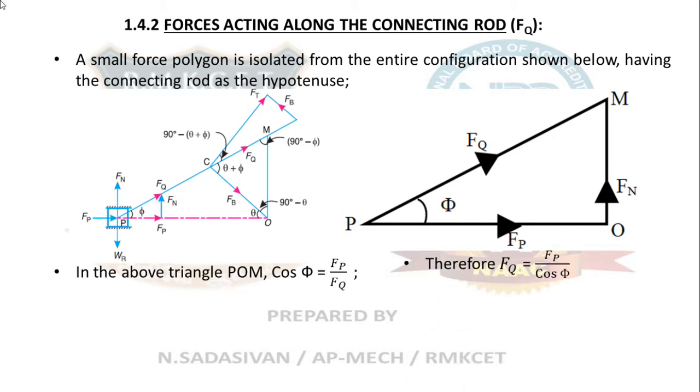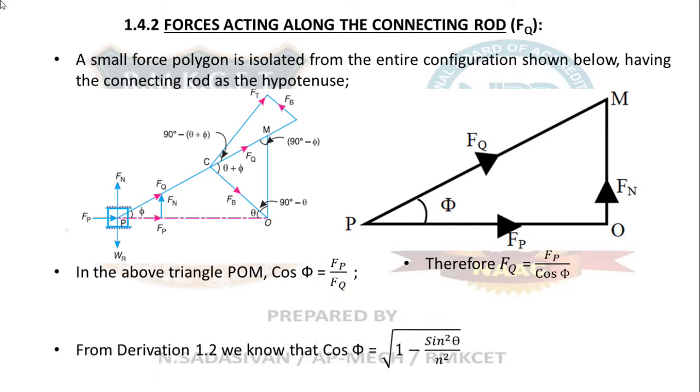So therefore, I am just cross multiplying from this expression. Send it to this side and bring the cos phi to the denominator. So I get an expression for Fq, Fp by cos phi. I already found out what Fp, the piston effort, is in the last slide. If I divide that by the cosine of the connecting rod inclination angle, I will get the force acting along the connecting rod.